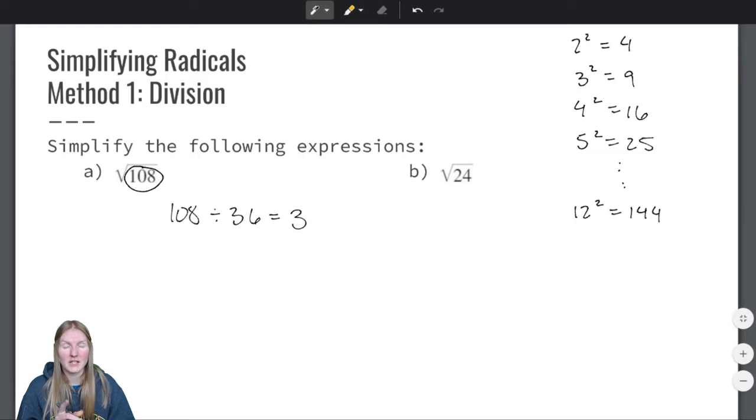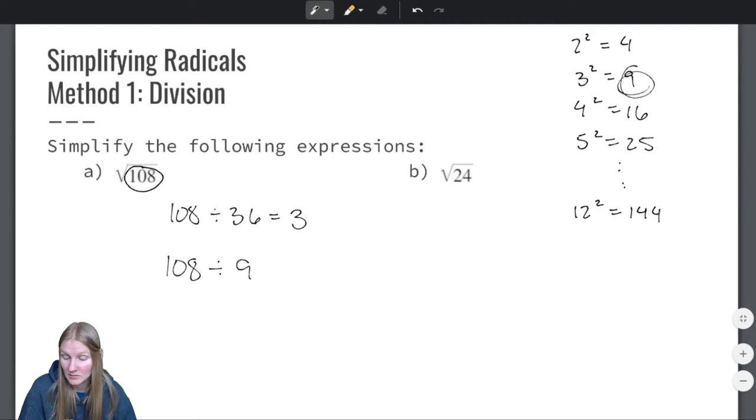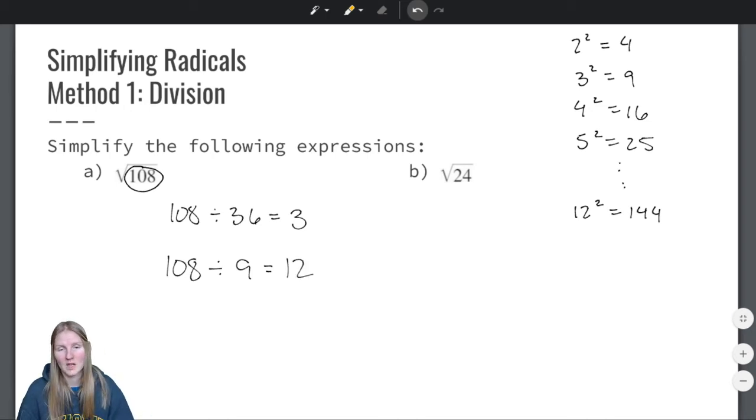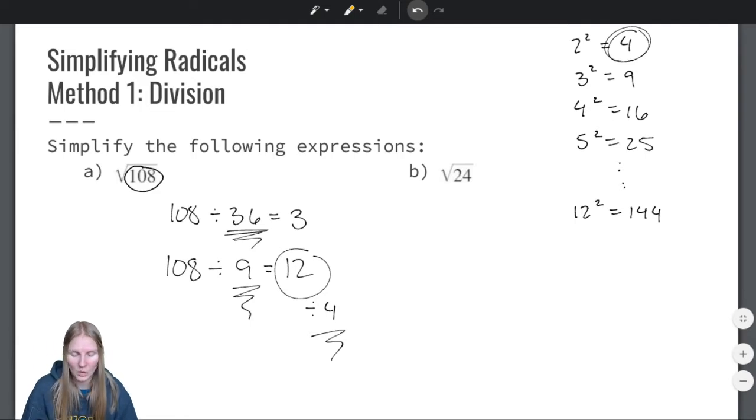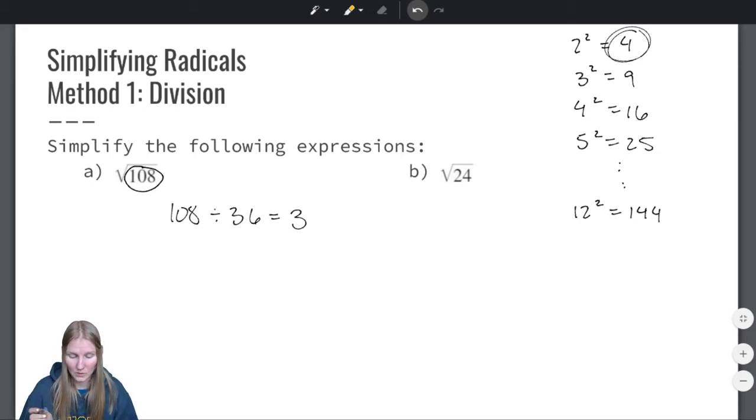Now, notice that I said we want the biggest perfect square, because we could have done 108 divided by 9. 9 is a perfect square. 108 divided by 9 is 12. But notice that 12 can be divided by another perfect square. 12 can be divided by 4. So instead of dividing by 9 and then dividing by 4, we can do it all in one step by dividing by the biggest perfect square possible. All right, so all of that to say we divided by 36 and we got 3.